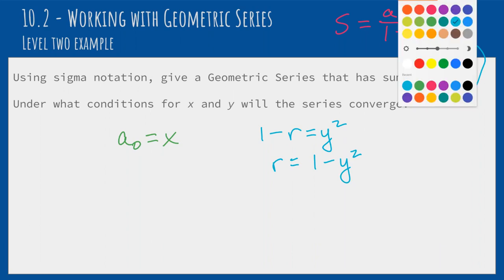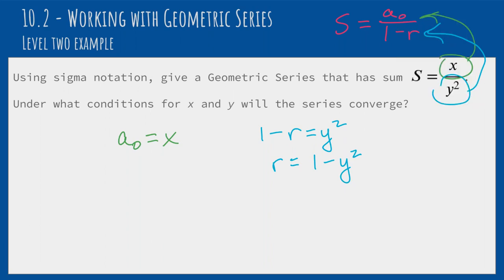Okay, now these two things here will allow us to build our geometric series. Essentially, what that geometric series is going to look like if we write out terms is the first term, x, plus x times 1 minus y squared to the first power, plus x times 1 minus y squared to the second power, and so on. Kind of ugly, but it works. This series is going to have a sum x over y squared, assuming that the series actually converges. So we do need to show the series converges by saying that the common ratio is between -1 and 1 and figuring out what values will make that happen.